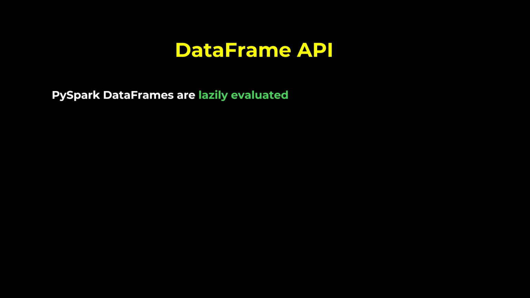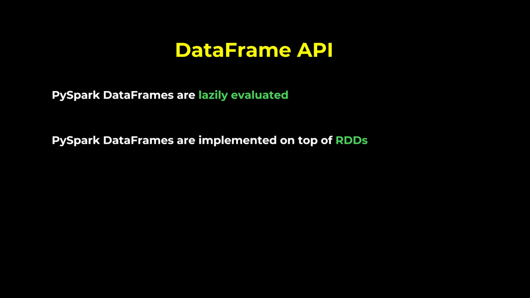thus improving performance. In PySpark, resilient distributed datasets are the core low-level data structures that enable distributed computing. PySpark DataFrames are a high-level abstraction of RDDs. When we apply transformations on a DataFrame, they are internally translated into RDD operations for distributed computing, leveraging Spark's optimizations.